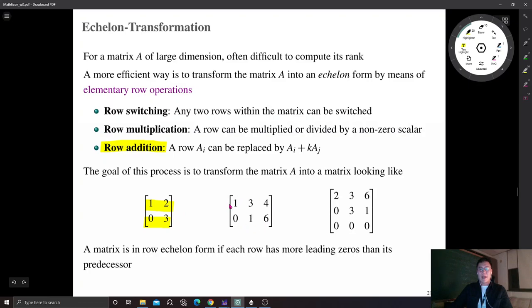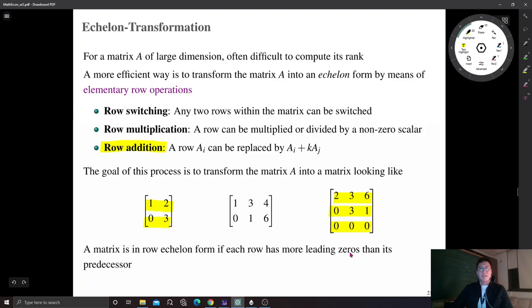This is also in echelon form, because the second row has 1 leading 0. This is another example of an echelon form. The second row has 1 leading 0, and the third row vector has all 0 entries. Each row has more leading zeros than the predecessor, then we say matrix A is in row echelon form.